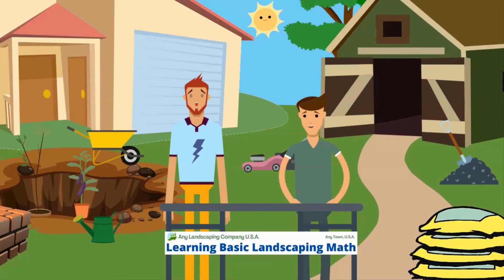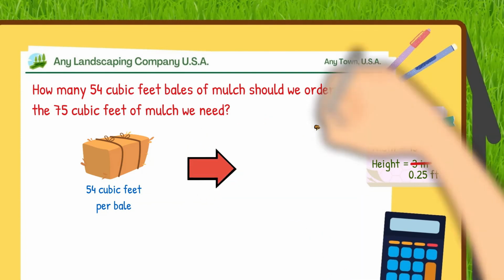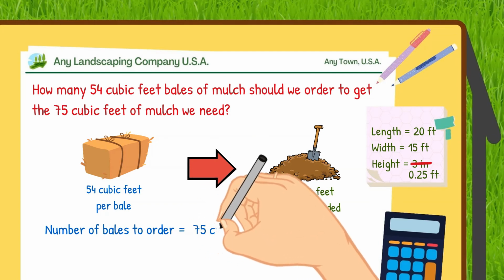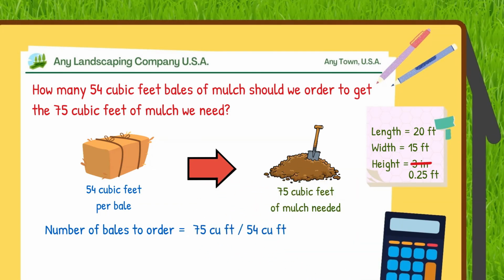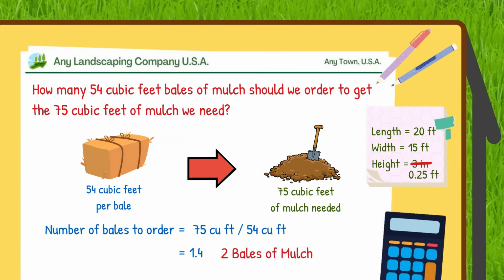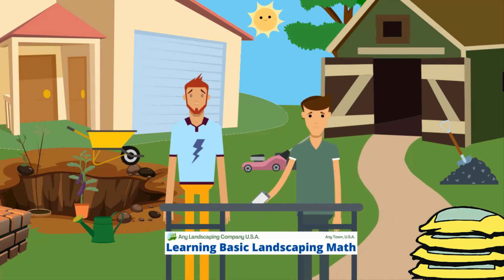Okay, John, let's find out how many bales of mulch we need to purchase. How many 54 cubic feet bales of mulch should we order to get the 75 cubic feet of mulch that we need? Let's solve this by dividing 75 cubic feet by 54 cubic feet. 75 divided by 54 is 1.4. Since we can't order partial bales, we have to round up our answer to 2. John needs to order 2 bales of mulch and 300 square feet of landscaping fabric for his project.